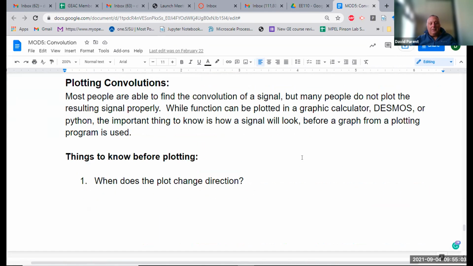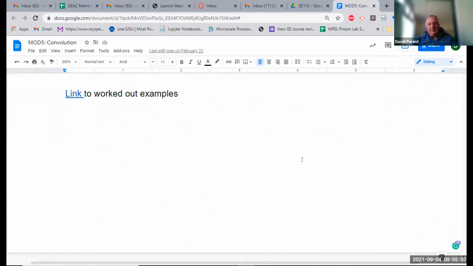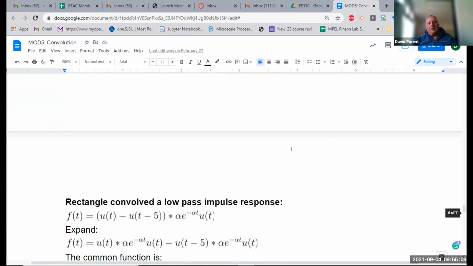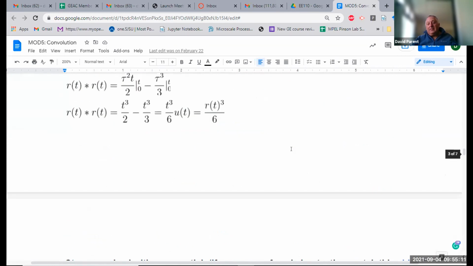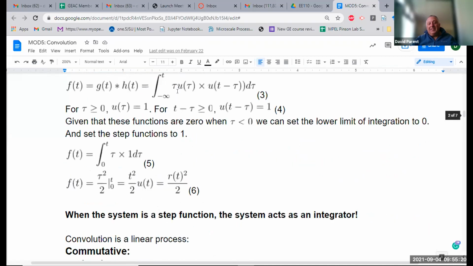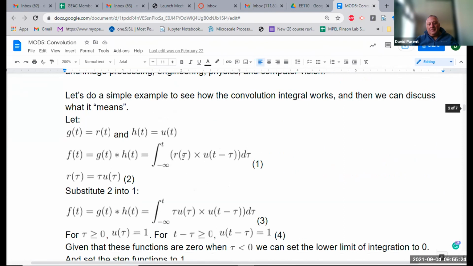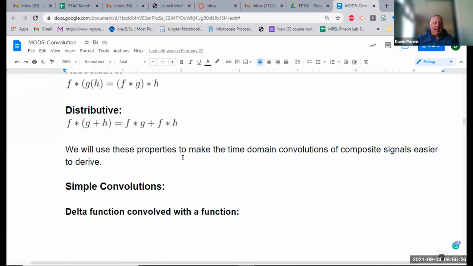And then, yeah, I have a lot of worked out examples and things like that. But in a way, we have this very convoluted convolution integral, but really you almost already know the answers. And then you just have to scale it and delay it.